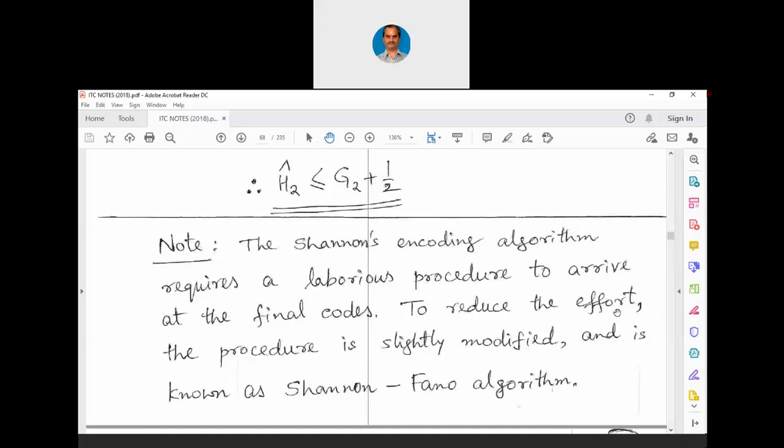Now, to reduce the effort, this procedure is slightly modified, and that is known as the Shannon-Fano algorithm. One more scientist called Fano worked along with Shannon, and gradually they developed a new method of coding that is simpler than the method we have been discussing till now. That is called the Shannon-Fano algorithm. That algorithm I will discuss in the next class.